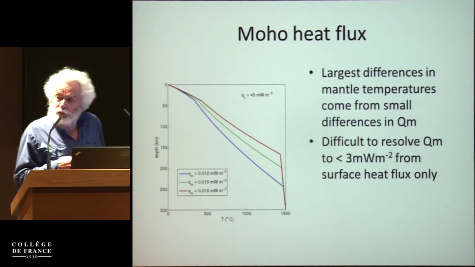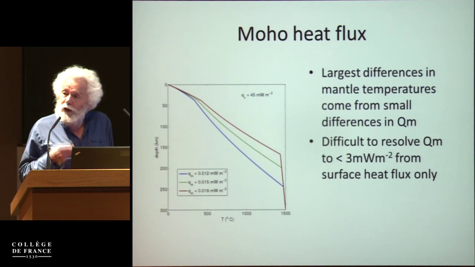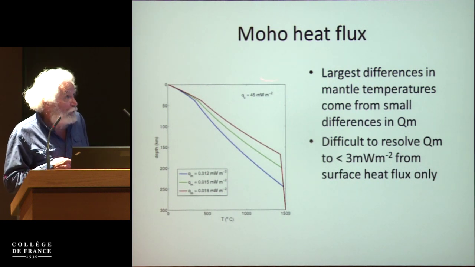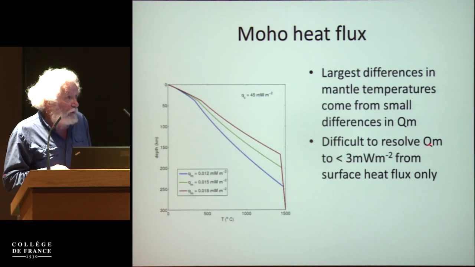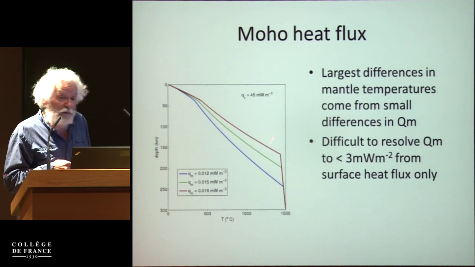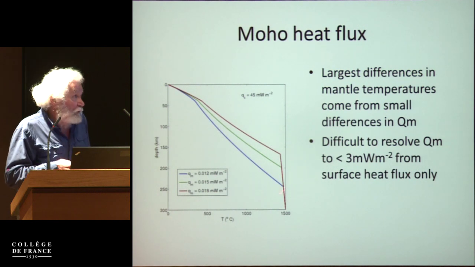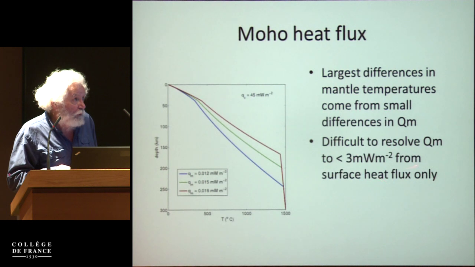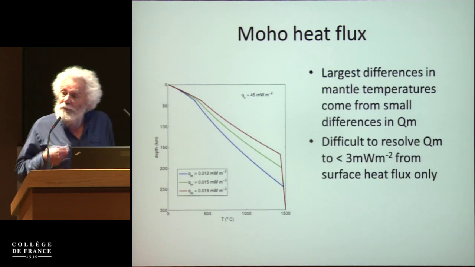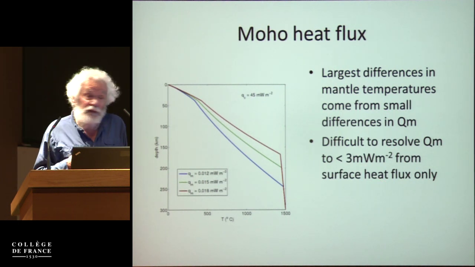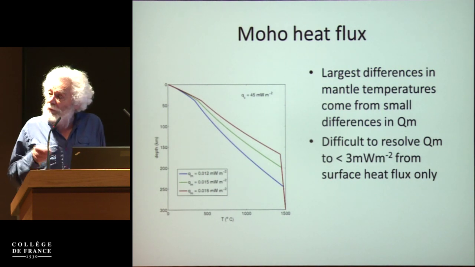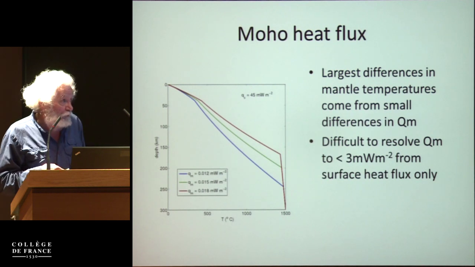mantle temperature. Actually, the most important parameter in determining the mantle temperature is not really the surface heat flux, but the heat flux at the base of the crust, which determines the temperature gradient in the mantle. And 3 milliwatts per square meter makes a hell of a difference that we cannot really resolve from surface heat flux and heat production data.